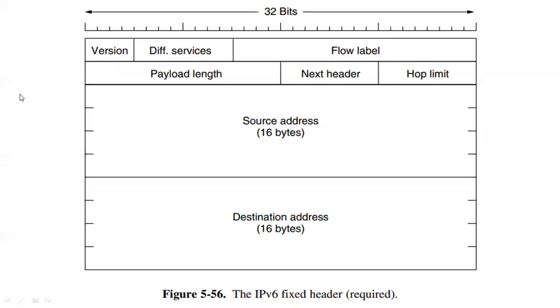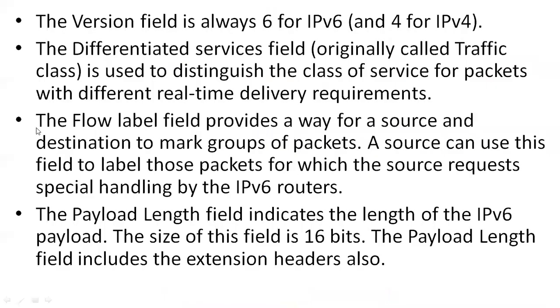Yes, sir. Yeah, we go for each aspect. So the first one is version. So the version field is always 6. Of course, it is version 6, so we indicate that version. And the next field is the differentiated services field. It is particularly called the traffic class. It is used to distinguish a class of service for the packets, with different real-time delivery requirements.